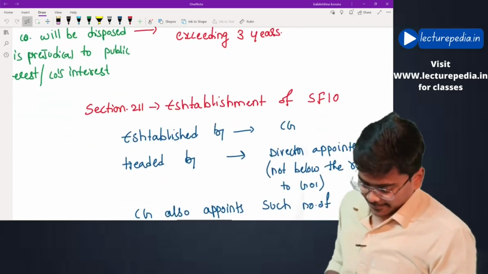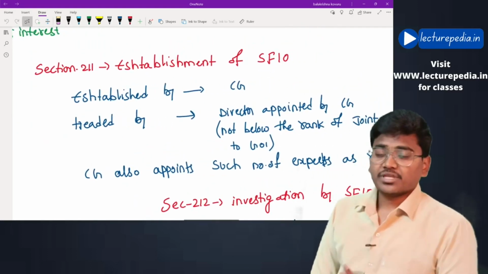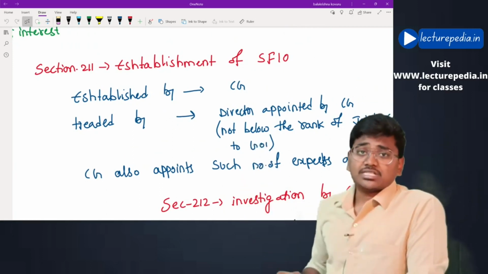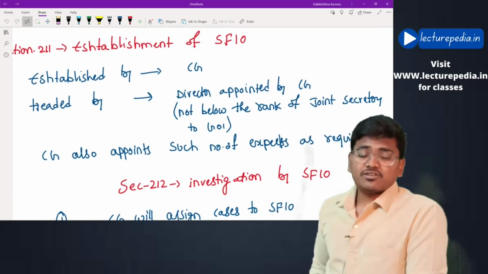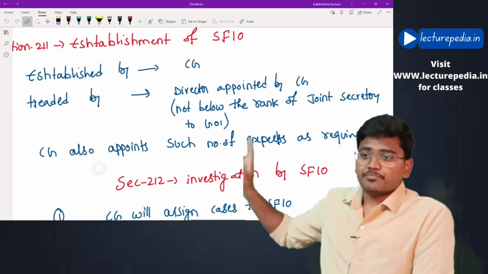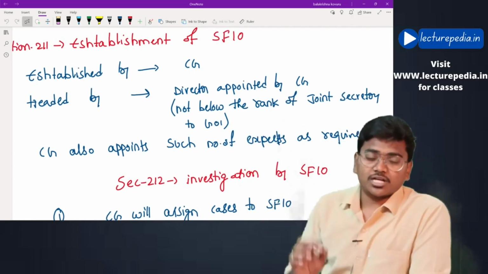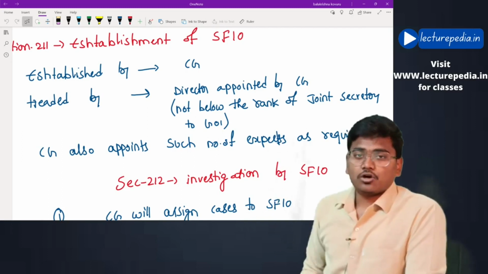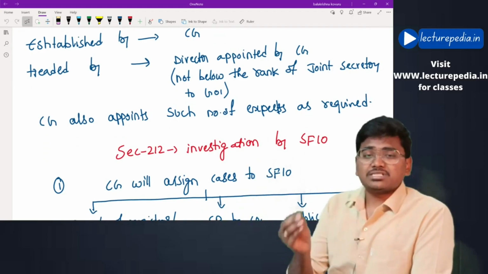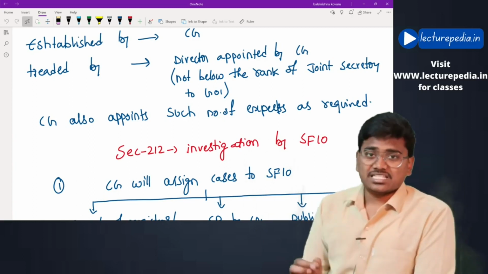Hope this is clear. Next, section number 211, which deals with the establishment of SFIO, Serious Fraud Investigation Office. Who will establish this SFIO? Central government will establish SFIO. Who will be the head of SFIO? Director will be head of SFIO. This director will also be appointed by central government, not below the rank of Joint Secretary of Government of India. And central government also appoints such number of experts as required, based on the requirement.